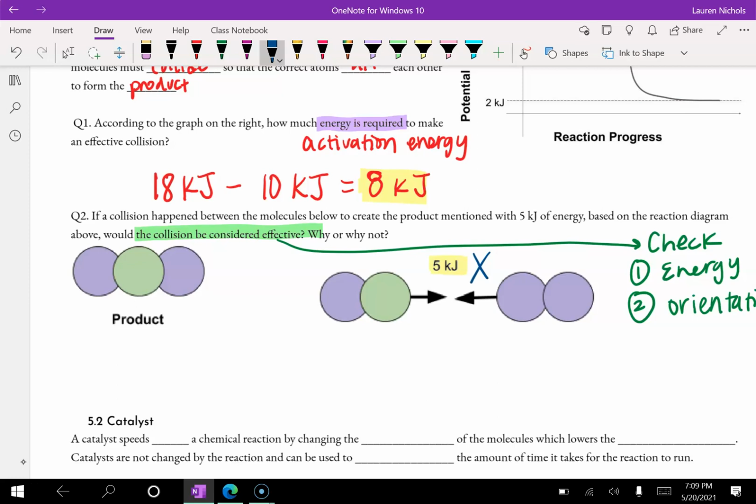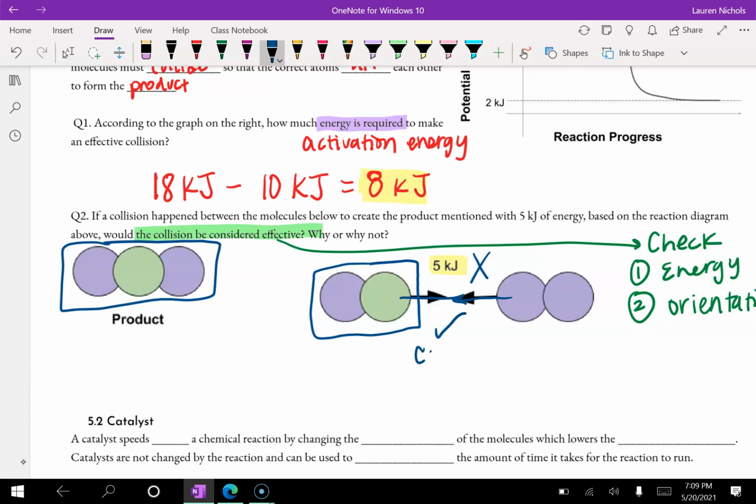But just to look at other things, we want to look at the orientation. If this is the product we want to form, the only thing that's missing is it needs another purple atom next to the green one. So we see if the green and the purple collide, there will be a bond formed there, and that is the correct orientation.